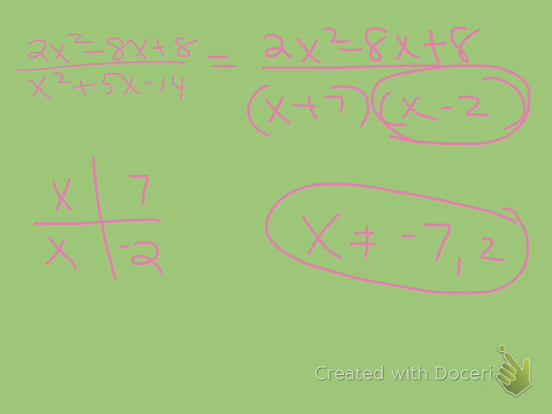Because if I plugged in, let's just try it. If I plugged in a -7 here, I'd have -7 plus 7 and -7 minus 2. Doesn't even matter what this one is, because this is 0, and 0 times anything is 0. Okay? If I came in this one instead, I plugged in a 2. This is 0, but it didn't matter what this was, because 0 times whatever is 0. Okay? Let's do this one.